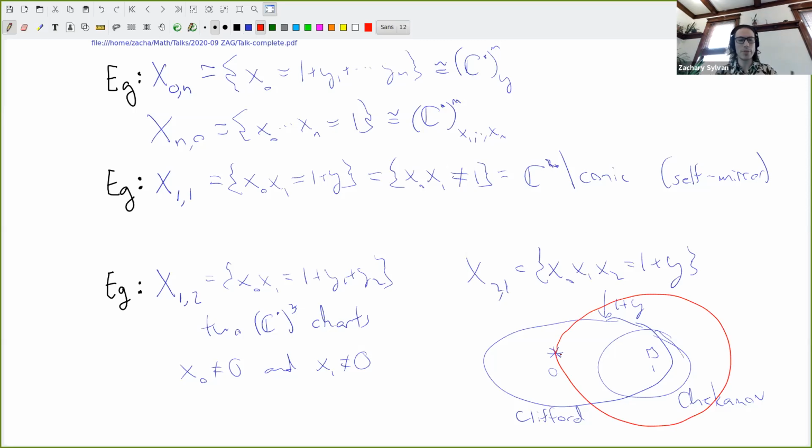Now, the same story happens in X_{1,1}. You have two charts here, x_0 not equal to 0, x_1 not equal to 0, and you have your Clifford and Chekhanov tori using the same projection. But in X_{1,1}, this singular torus is immersed. It's just an immersed sphere. Whereas once you go to higher dimension, the singularity becomes worse. This thing is the Harvey-Lawson torus, and it's more badly singular, and we don't know how to do Floer theory there.